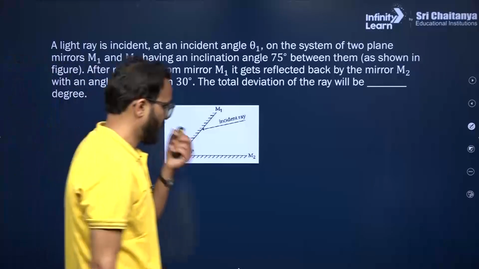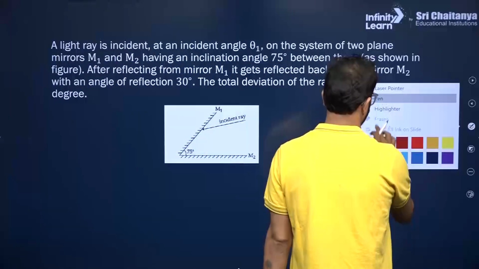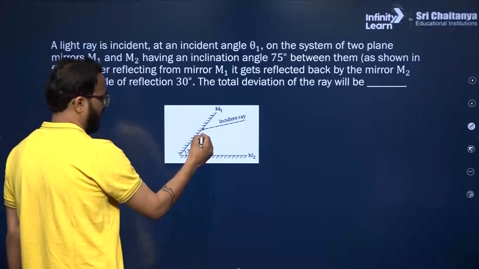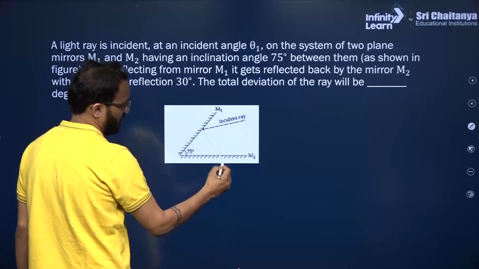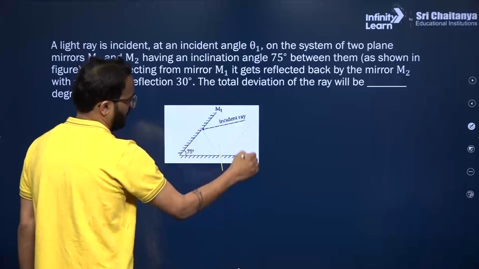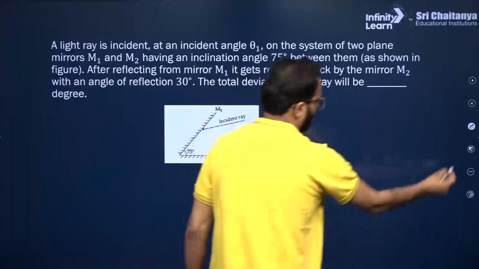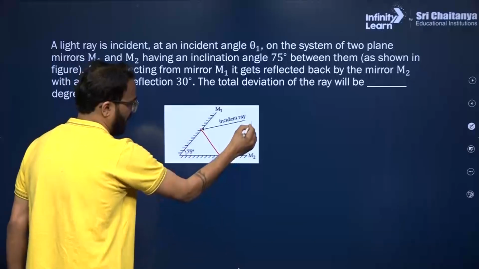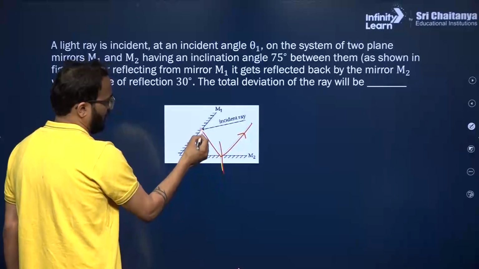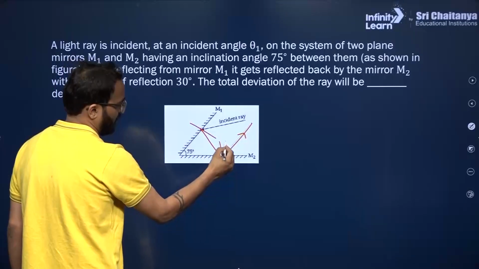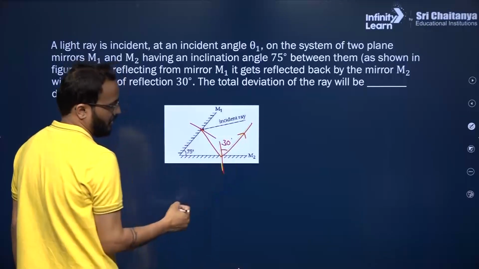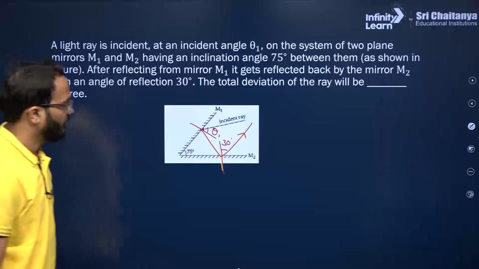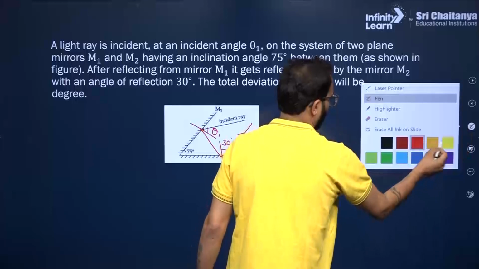Now this is also a very good question. So let's do it quickly. What is going to happen? The ray is going to strike like this and then go like this. I'll show you. So it comes like this and goes like this. Now this angle is 30 degrees, right? And this angle is theta 1. Let me draw this diagram again and properly explain it to you.